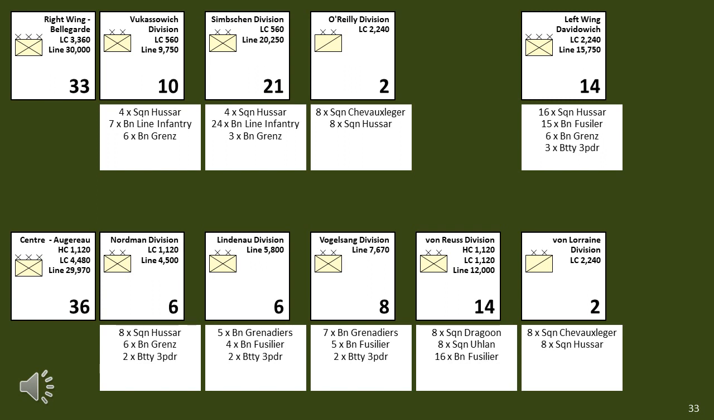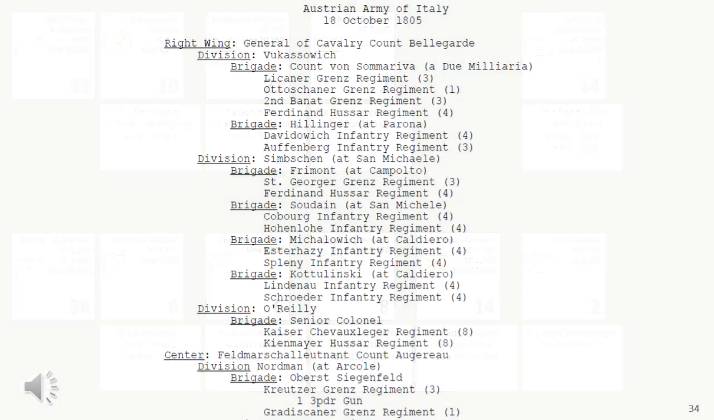The wing sizes are rather large for a corps, but probably are typical for the old wing structure. As with the Army of Germany, a lot of the cavalry was distributed across the infantry divisions rather than being concentrated. The Niehorster source I used was titled The Austrian Army of Italy, 18th October 1805.